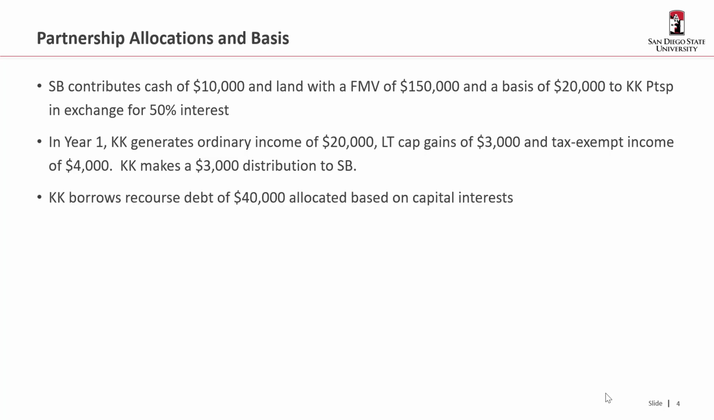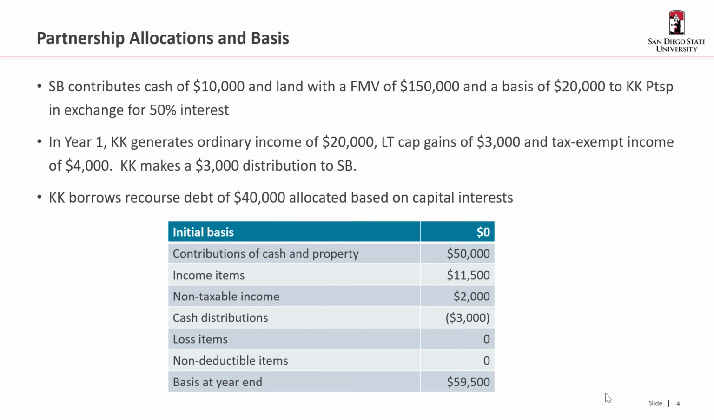Okay, now everything's the same except that the Krusty Krab also borrows recourse debt of $40,000 and it's allocated based on capital interest. So of course SpongeBob gets half. Now when we do this calculation, the contributions of cash and property are increased by the deemed contribution that occurs when the partnership takes on more debt. Since half of that belongs to SpongeBob, or $20,000, then now his contributions of cash and property are up to $50,000. Pretty much everything is the same, leaving basis at year end as $59,500. So you can see how debt becomes part of basis.